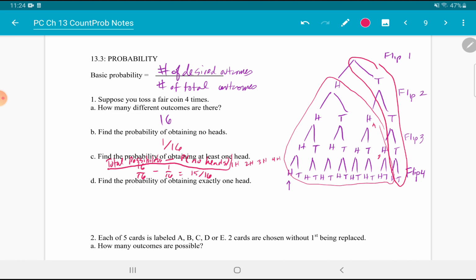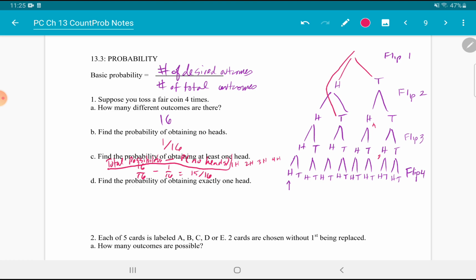Find the probability of obtaining exactly 1 head. Okay, well, if we just want exactly 1 head, let's take a look at our possibilities. Whoops, I erased too much. Let's look at our possibilities. If you want exactly 1 head, you can think about the order in which you can go along the tree diagram, like heads, tails, tails, tails, like this. This would be one possibility, right? Because you have heads come first, and then all you have are tails after that.